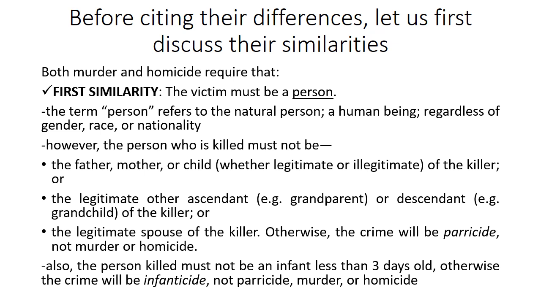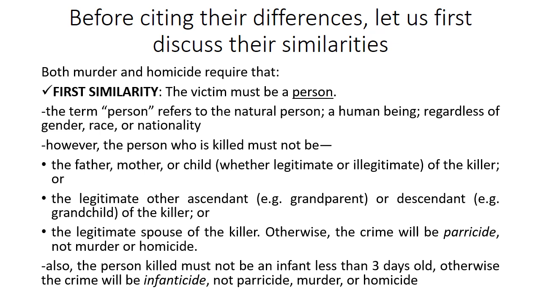Also, the person killed must not be an infant less than 3 days old, or less than 72 hours from the time of the child's birth. Otherwise, the crime will be categorized as infanticide, not parricide, murder, or homicide. Here, what is taken into consideration is the age of the child, not the relationship of the child with the offender. So even if it is the parent who kills the infant, the crime will still be categorized as infanticide and not parricide.